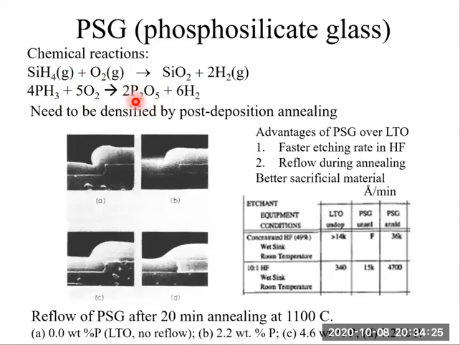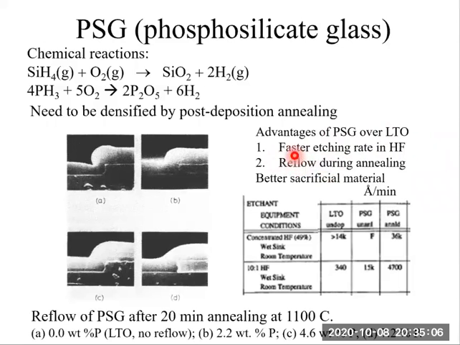So PSG is simply a mixture of silicon dioxide and phosphorus pentoxide. Or you can consider it as silicon dioxide doped with phosphorus. Okay, it is a source of phosphorus. Advantages of PSG over LTO. Sometimes we prefer PSG over LTO for the following 2 reasons.